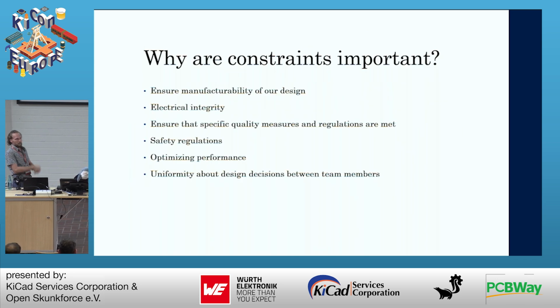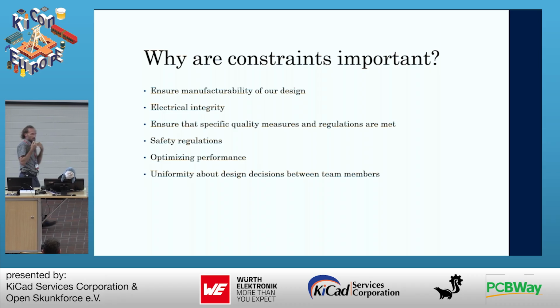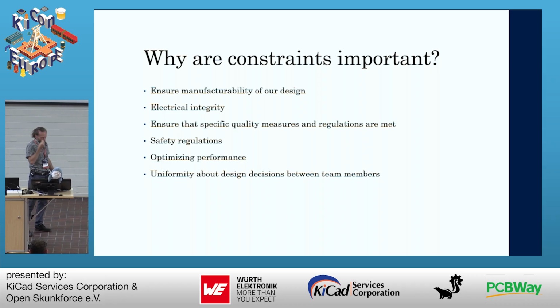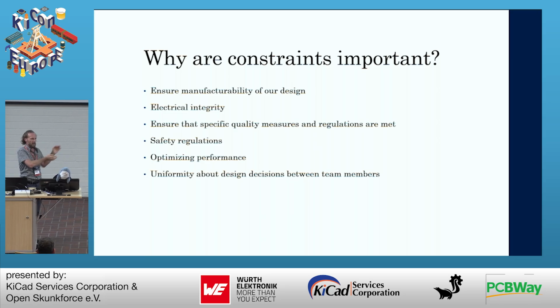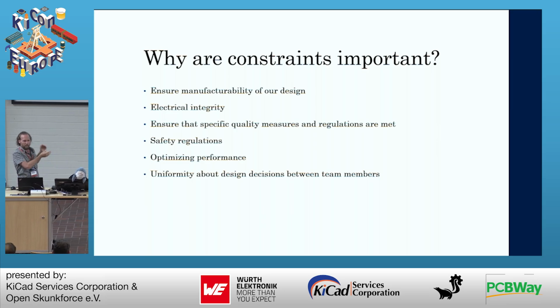So why are constraints important? As I just mentioned, ensuring manufacturability of our design is probably the one that most of you encounter when you're doing design. You go into probably a web page, you order your design, and you fill in some of the tiniest dimensions of pieces in your board. And those are actually constraints that you then have in your design, such that the manufacturer can come back and say, hey, we can actually produce this for you.